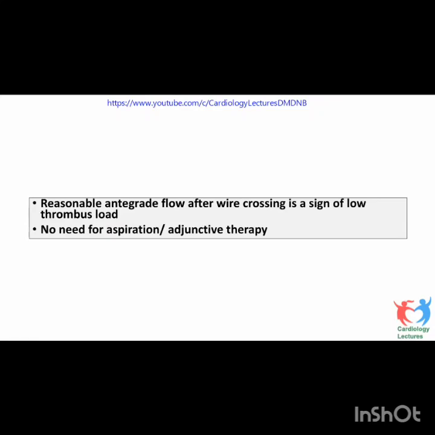So this case highlights the reasonable antegrade flow after wire crossing as a sign of low thrombus burden, and that takes away the need and the headache for aspiration and adjuvant therapy, which was amply demonstrated in this particular case example.